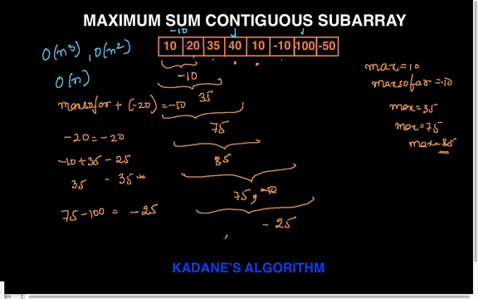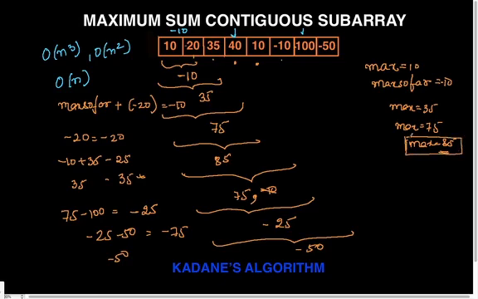Now we come at minus 50. We have two options. We have minus 25 plus minus 50, which gives me minus 75, or we just have minus 50. So our max so far becomes minus 50. Obviously this is less than the max that we are having. So this gives us max as 85. So that is what we are doing.